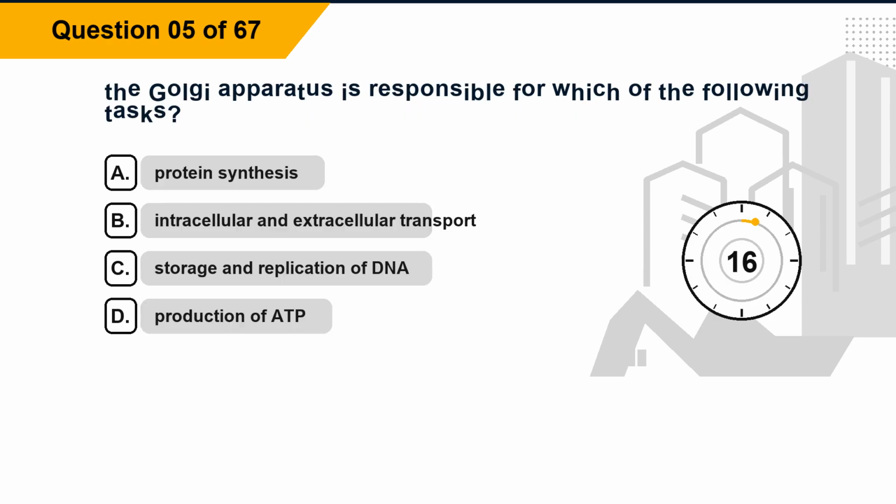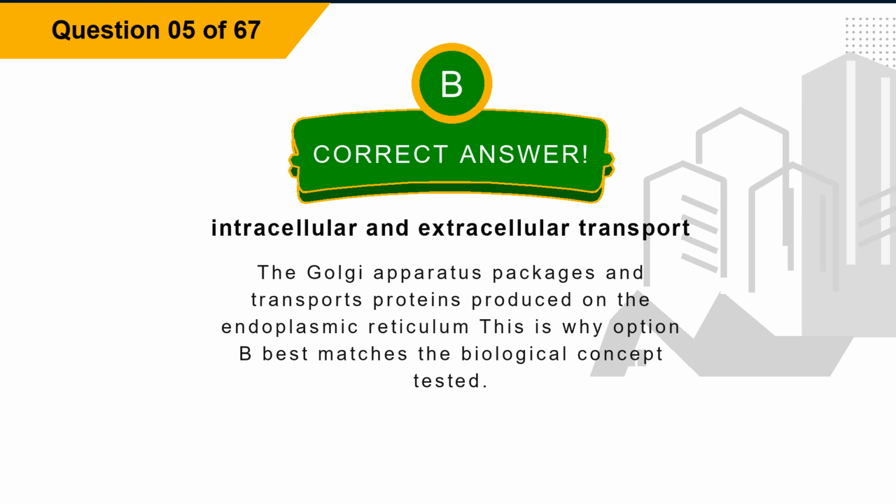Question 5. The Golgi apparatus is responsible for which of the following tasks? Option A, protein synthesis. Option B, intracellular and extracellular transport. Option C, storage and replication of DNA. Option D, production of ADP. The correct answer is option B, intracellular and extracellular transport. Explanation: The Golgi apparatus packages and transports proteins produced on the endoplasmic reticulum. This is why option B best matches the biological concept tested.